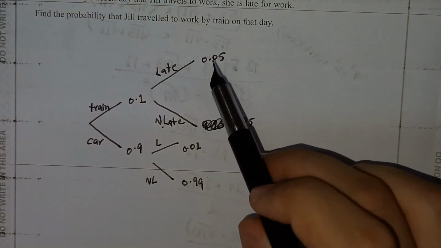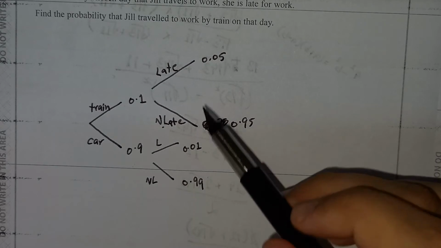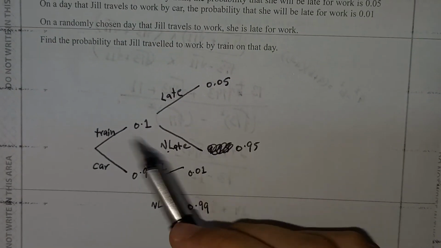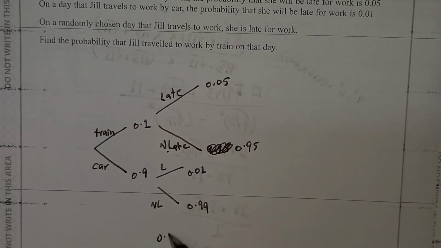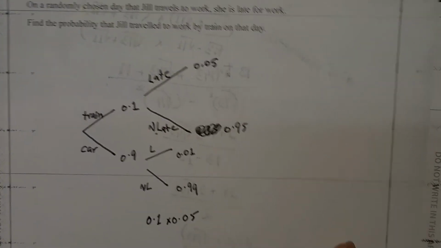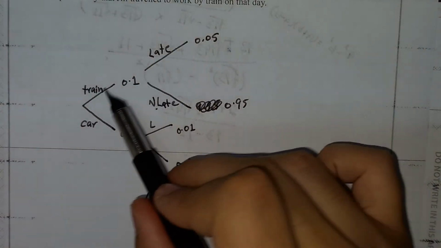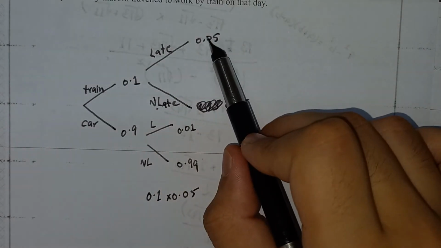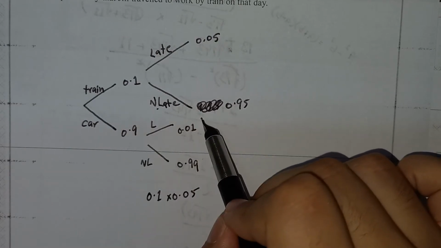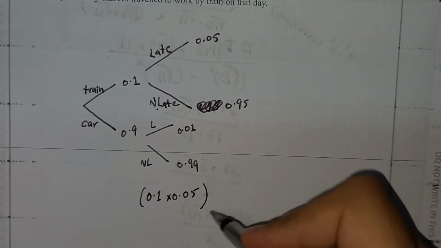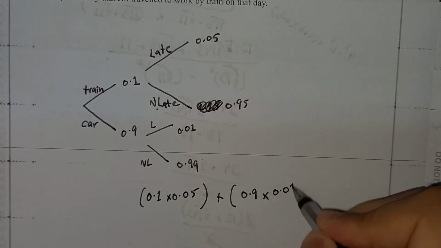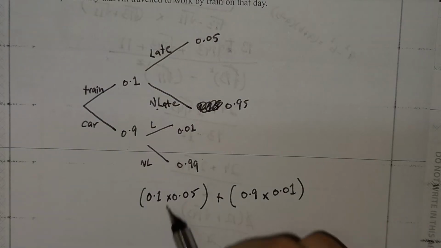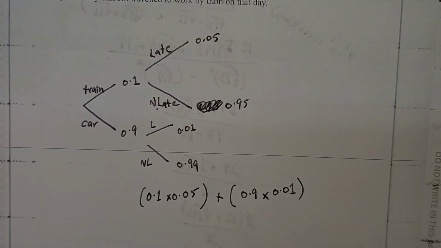Find the probability that Jill traveled to work by train on that day. First, she is late for work. Late, train and late: 0.1 multiplied by 0.05. And now we have an or, because she traveled by train and she is late, or she traveled by car and she is late. First we have to find the lates. Remember, whenever there's an and, it is a multiply. Whenever there's an or, there's an addition sign.